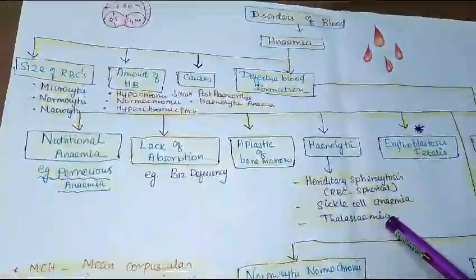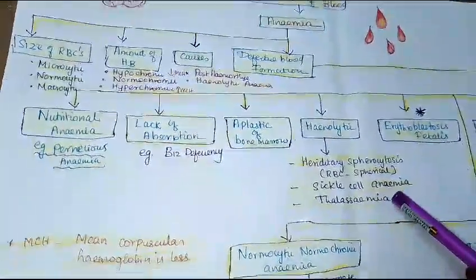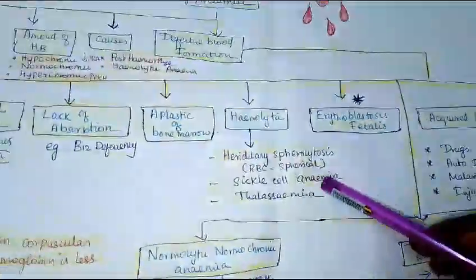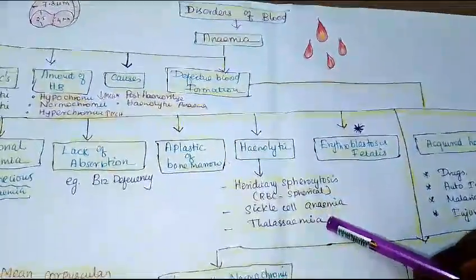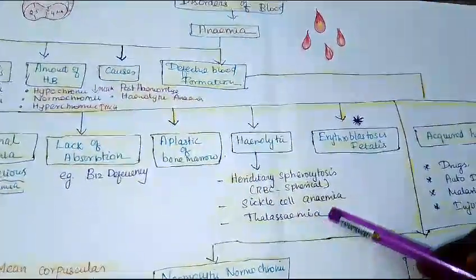The next one will be thalassemia. Thalassemia is also one of the hemolytic anemias, one of the important congenital problems. It also comes from heredity.